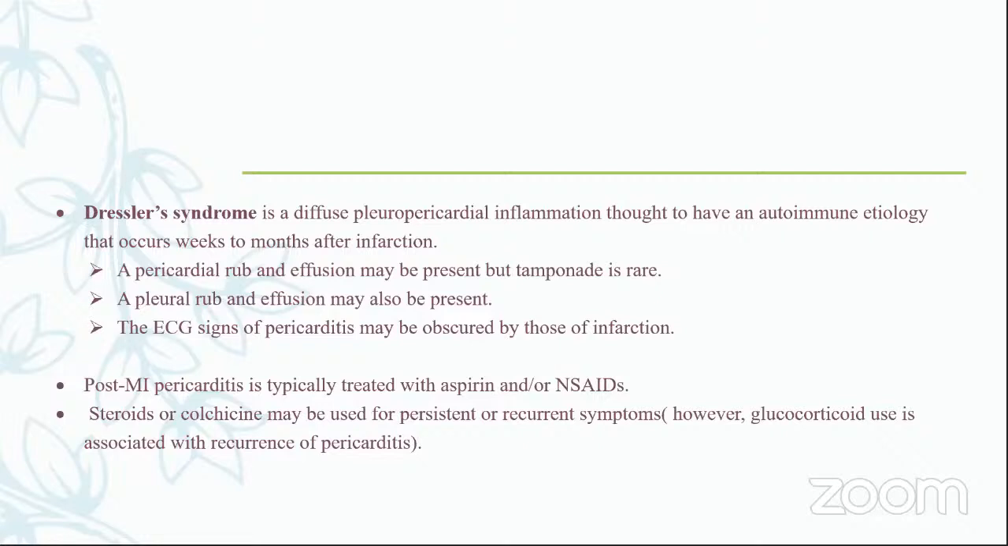Post-MI pericarditis is typically treated with aspirin and/or NSAIDs. Steroids or colchicine may be used for persistent or recurrent symptoms. However, it has been found that steroid use is associated with recurrent pericarditis.